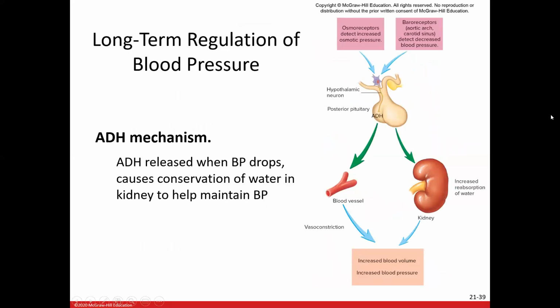Then you have a second hormonal mechanism called ADH. ADH stands for antidiuretic hormone. What happens is, if the blood pressure again drops, gets too low, you have the antidiuretic hormone released from the posterior pituitary within the brain. And similar to your aldosterone, it does 2 things. It goes to the blood vessels and causes some vasoconstriction, and also increases the reabsorption of water, which, because we increase the blood volume, we're then increasing the blood pressure.